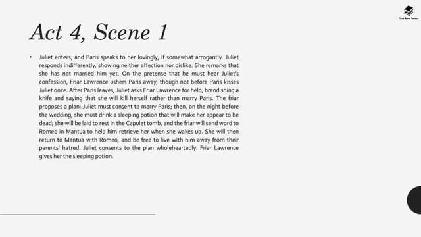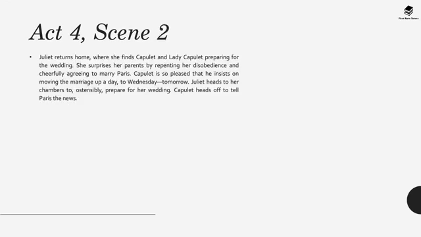The friar proposes a plan that Juliet must consent to marry Paris, then on the night before the wedding, she must drink a sleeping potion that will make her appear dead. She'll then be laid to rest in the Capulet tomb, and the friar will send word to Romeo in Mantua that he can come and retrieve her when she wakes up, and then she'll go to Mantua with Romeo and they'll be free to live away from their families, and Juliet consents to this plan.